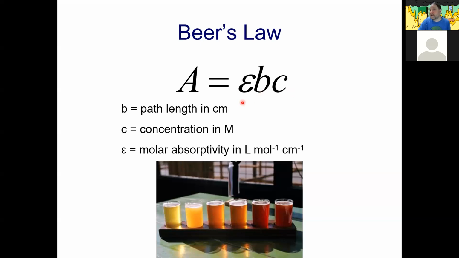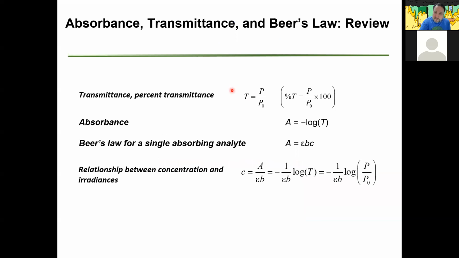Right? So yeah, you could look this up. Oftentimes there's tables of these things that you can figure out what the extinction coefficient is, or you just run a standard or calibration curve.